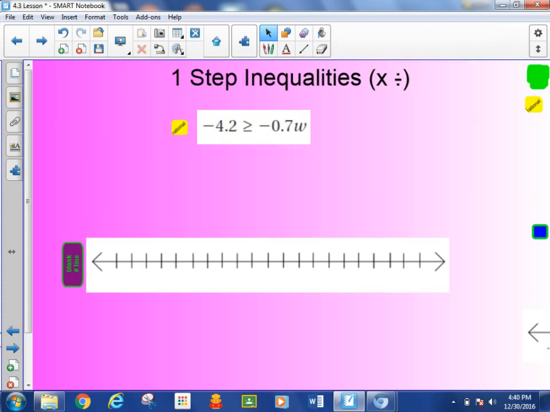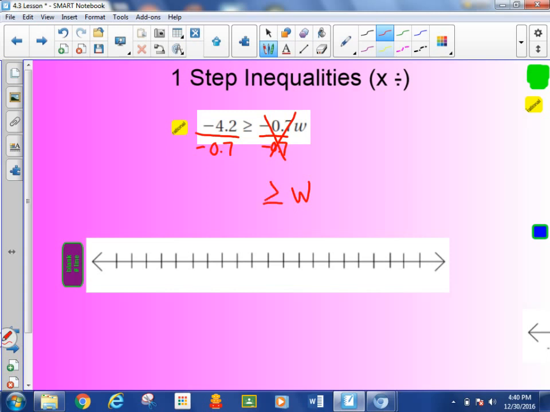Okay, so we have -4.2 is greater than or equal to -0.7 times w. So I'm going to leave it in the order it is, and I'm going to divide by -0.7, taking the negative with it. Now I have w left on the right side. My symbol stays the same because I chose to keep it. And 4.2 divided by 0.7 is going to give me a 6. Now I had 2 negatives, so it's a positive 6.